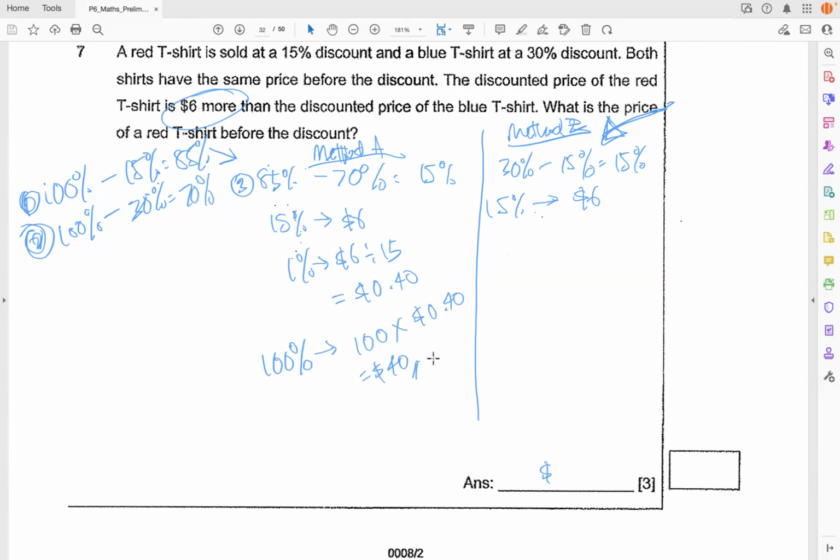So the answer is $40. A gentle reminder, I hope you all already know, when you have a percent, do not put an equal sign, put an arrow. Next question.